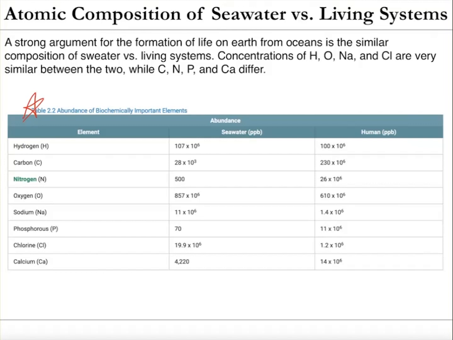Hydrogen concentration is actually quite similar between the two. Same with oxygen concentration. Sodium and chloride, the amount of sodium chloride salt in the oceans compared to our blood is quite similar, which is very interesting. But other atoms differ between the two, including carbon, nitrogen, phosphorus, and calcium. You can see that there are different concentrations of each in seawater versus living systems.